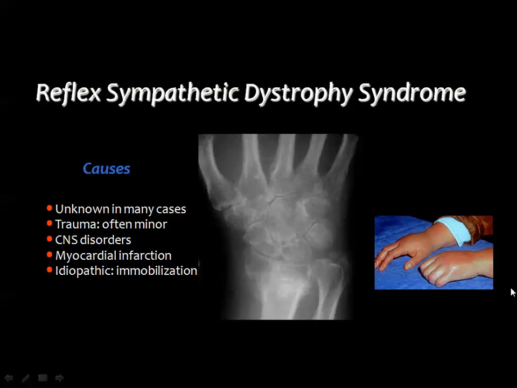If you look here, you see that the hand is red, swollen, and very tender or painful. On the X-ray, you can see extensive osteoporotic changes surrounding the area involved, as you can see here in the proximal part of the metacarpals, the carpal bones, and the distal parts of the radius and ulna.